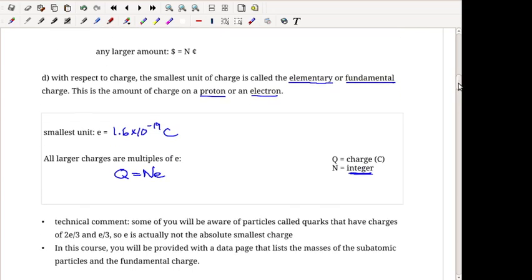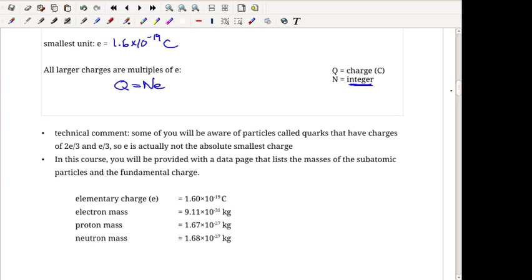So if we scroll down, it says technical comment. Some of you will be aware of particles called quarks that have charges of 2e over 3 and e over 3. So e turns out to not actually be the smallest, absolute smallest charge, but it's pretty hard to separate quarks. So for the purposes of our course, we're calling e the very smallest amount of charge you can have.